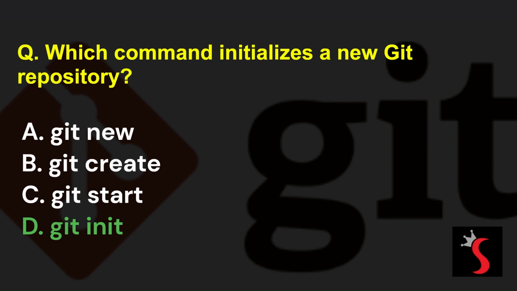And the correct answer is option D, git init. The first step is to initialize a new Git repo locally in your project root. You can do so with the command git init.